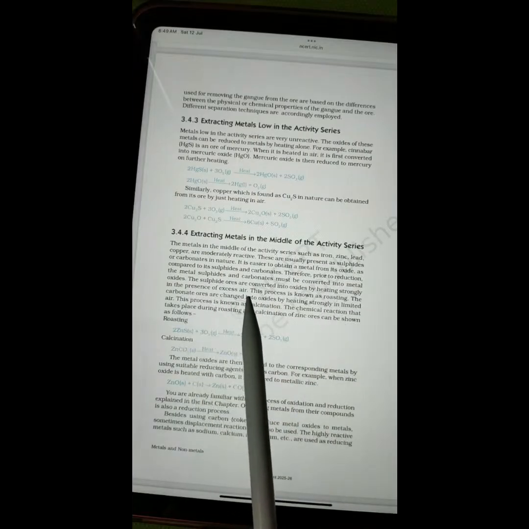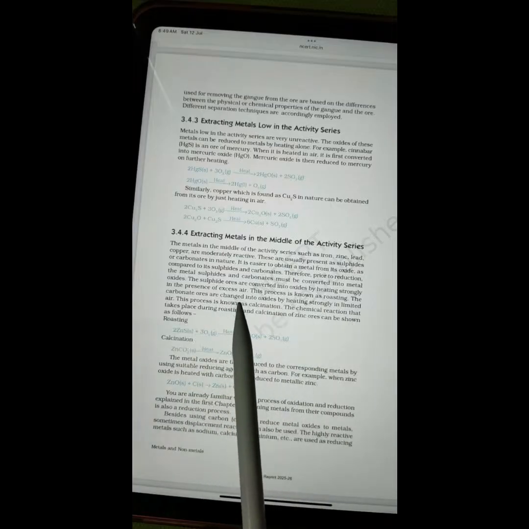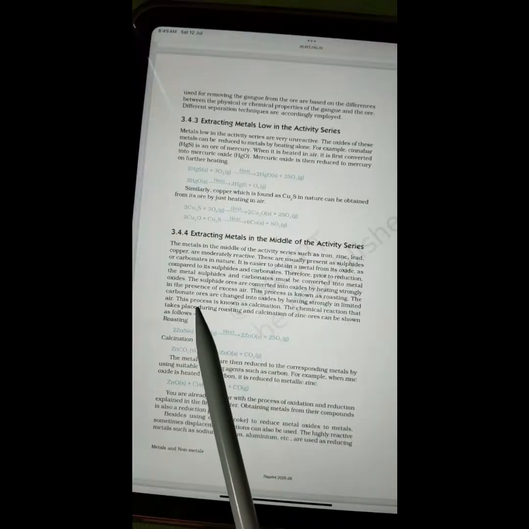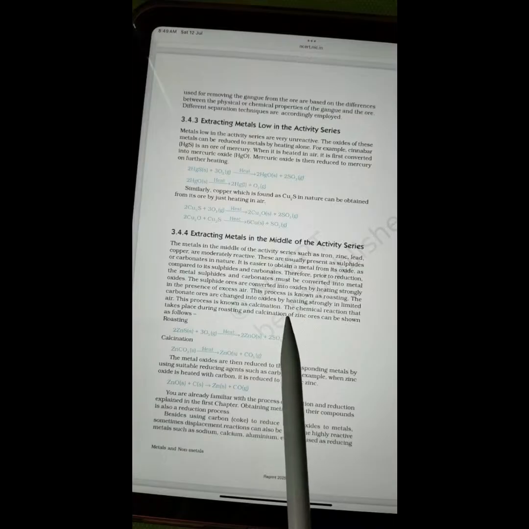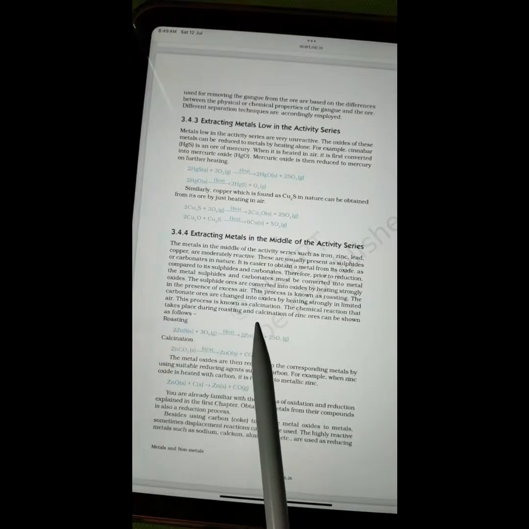The sulfide ores are converted into oxides by heating strongly in the presence of excess air. This process is known as roasting. The carbonate ores are changed into oxides by heating strongly in limited air. This process is called calcination.